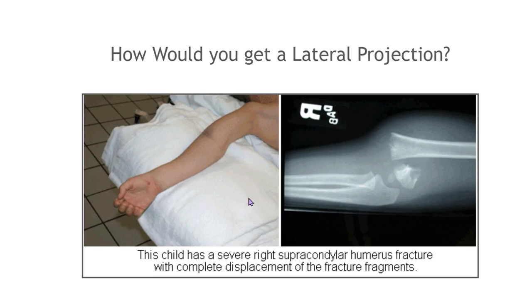And we've talked about that in lab before. So in this case, you would not move the arm or bend the elbow to obtain a lateral. You would simply do a cross-table projection. And that, again, is what you see here.